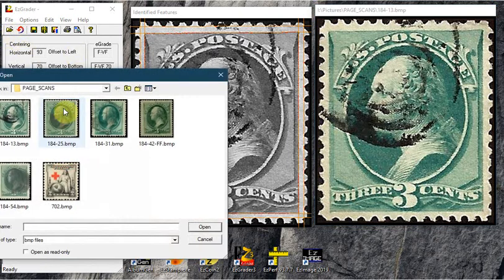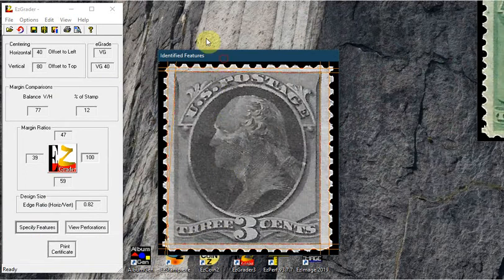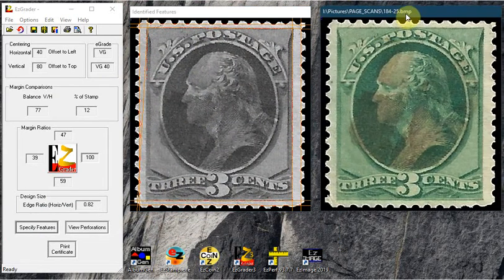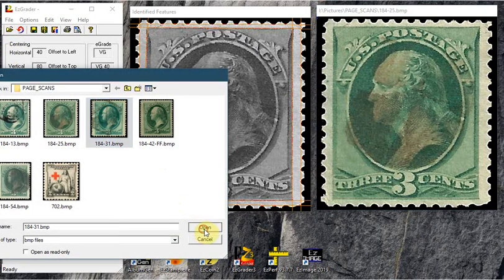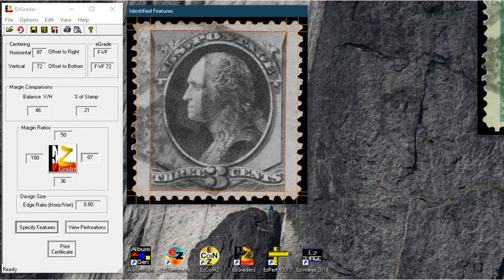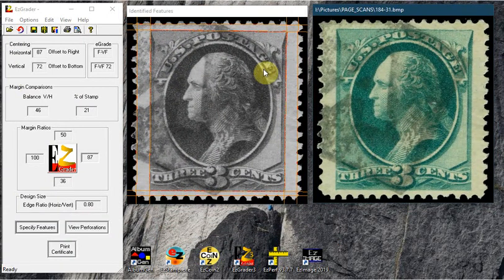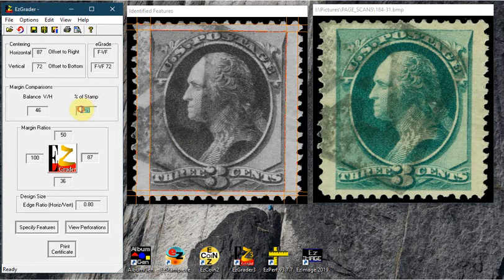Let's load up the second stamp. This stamp also has a percent of stamp of 12%, although it's a slightly lower grade, but still a nice stamp. Now let's look at some truly great jumbos. Now visually you can see that this stamp has much larger margins, but the key number to keep in mind here is this 21%. That is significantly larger than the previous two, which only had 12%.